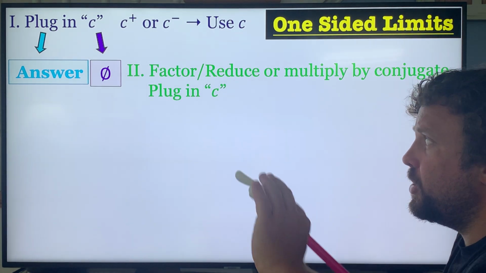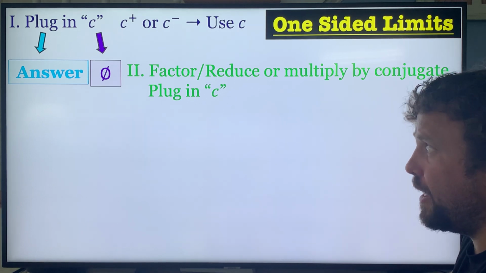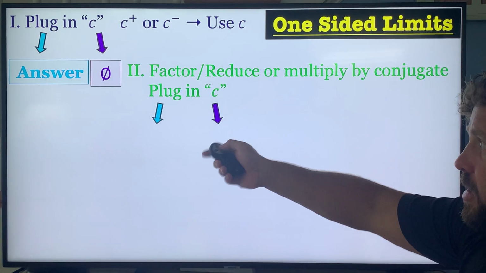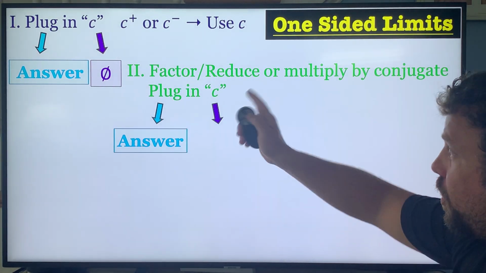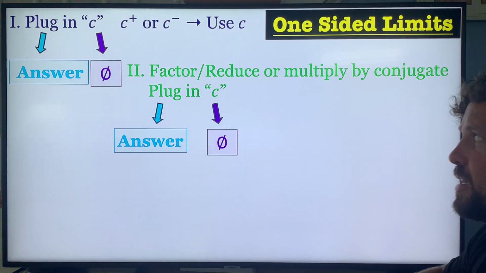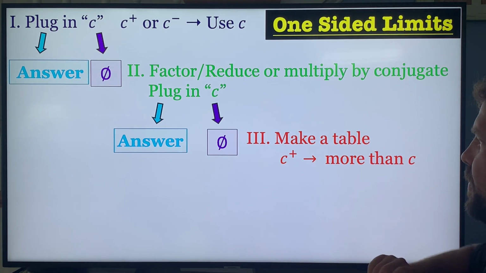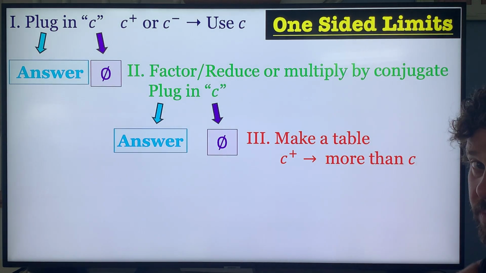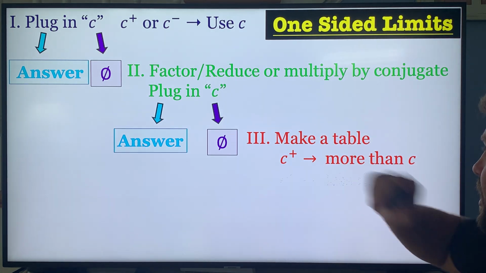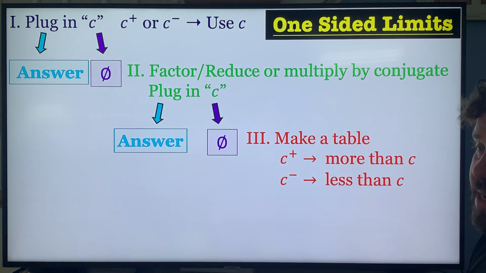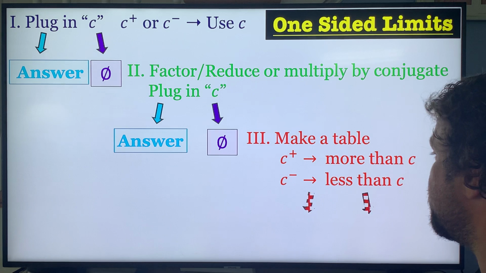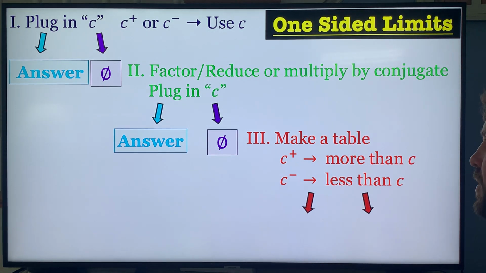After you do that, you plug C back in again, and you get one of two things. You can either get your answer and be done, or you get undefined. If you get undefined, make a table. When you make a table, when you have C from the positive side, that's a number slightly more than C. You add 1,000, add 100. If you have C from the negative, that's slightly less than C. You subtract 1,000, subtract 100. That will give you one of two answers. That's either going to give you a negative infinity or a positive infinity as an answer.